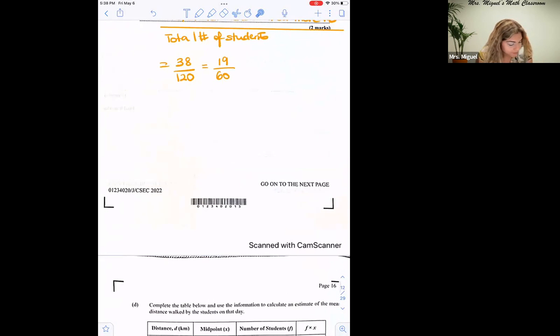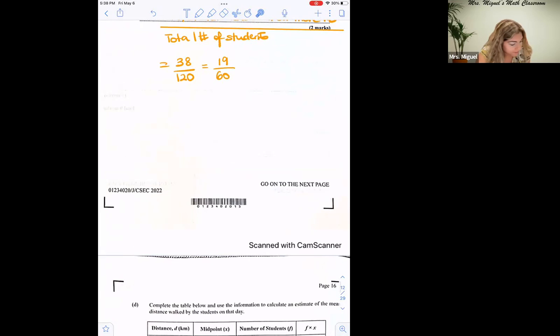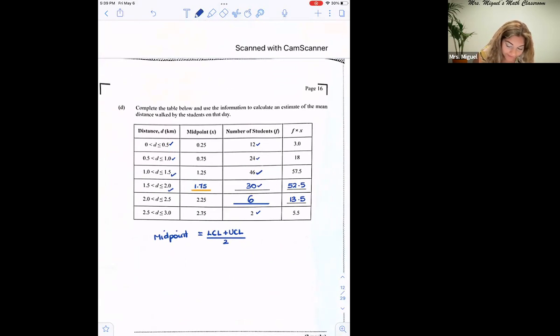Is this the end of the question here? Yes, miss. So we're not supposed to find the mean. Oh yes, look: calculate an estimate of the mean. You see why we have to read the question and underline what they ask us? So filling the table is one part of it, but the next part is to find the mean.